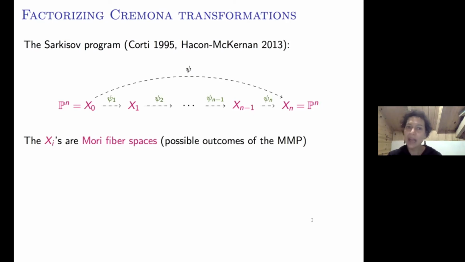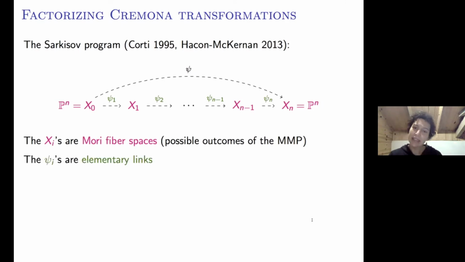So we have to allow for maps to other rational varieties, and these are what are called the Mori fiber spaces. And these are precisely the possible outcomes of the minimal model program when you apply it to a rational variety. So as I said, the end point, the output of the MMP is not unique. You make choices, and the outputs are what we call the Mori fiber spaces. So you have to allow for all these outputs as intermediate varieties in your factorization.